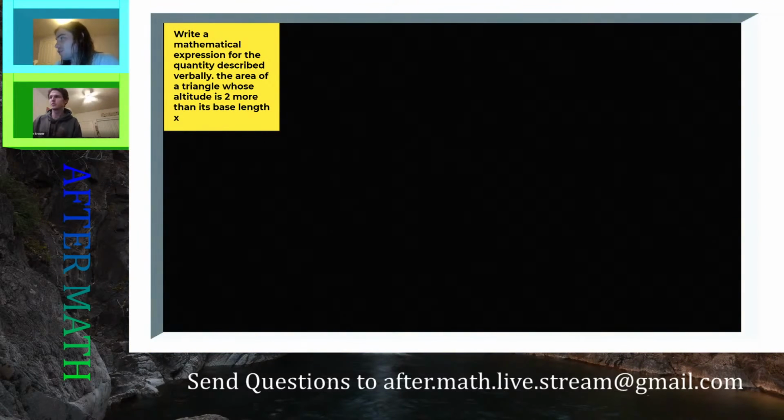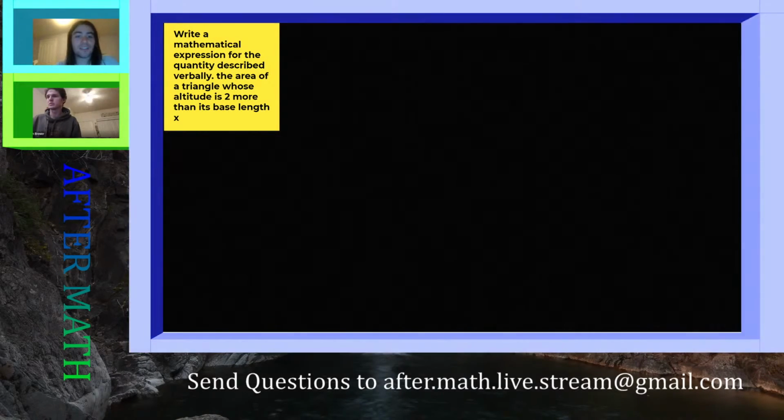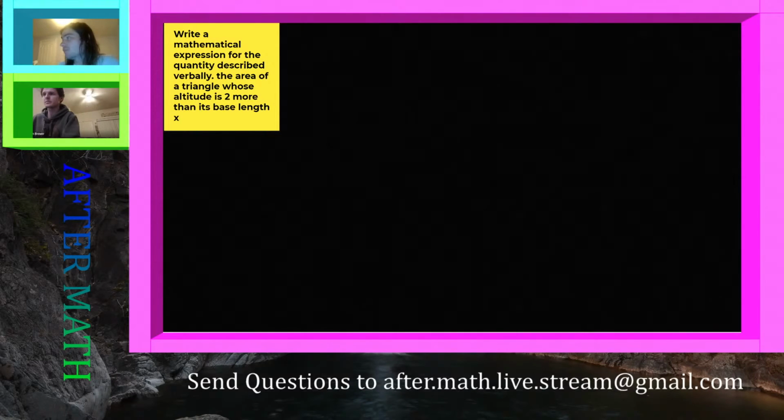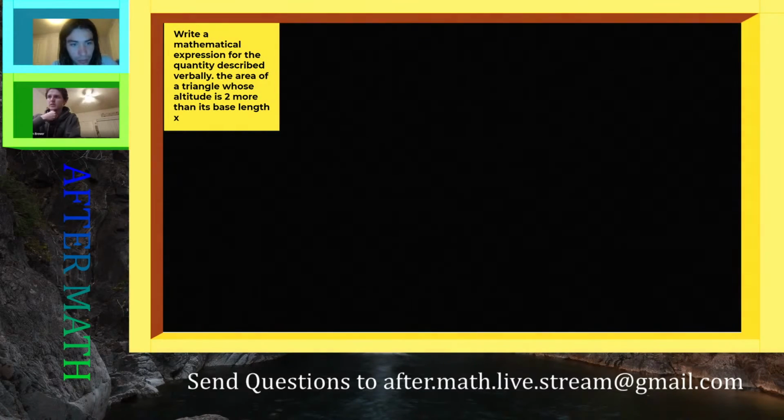All right, so it says write a mathematical expression for the quantity described verbally. The area for a triangle whose altitude is two more than its base length x.